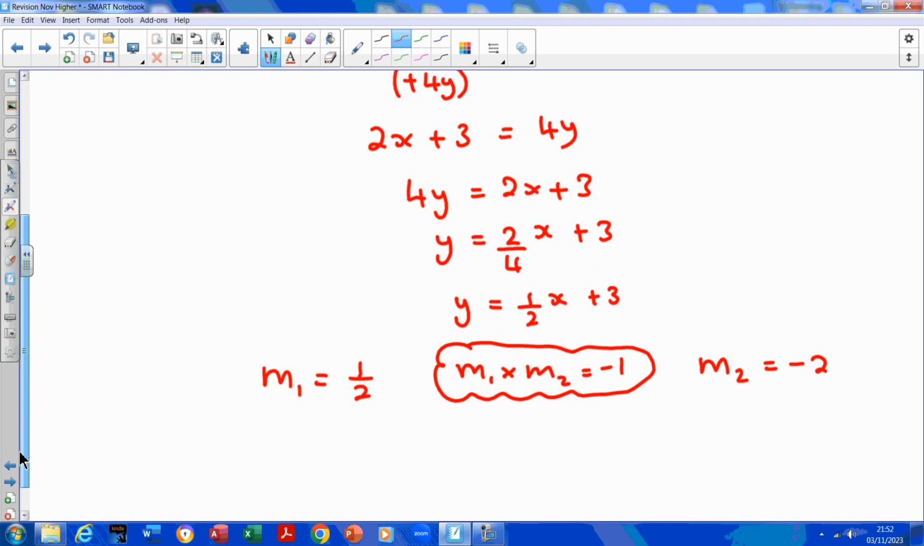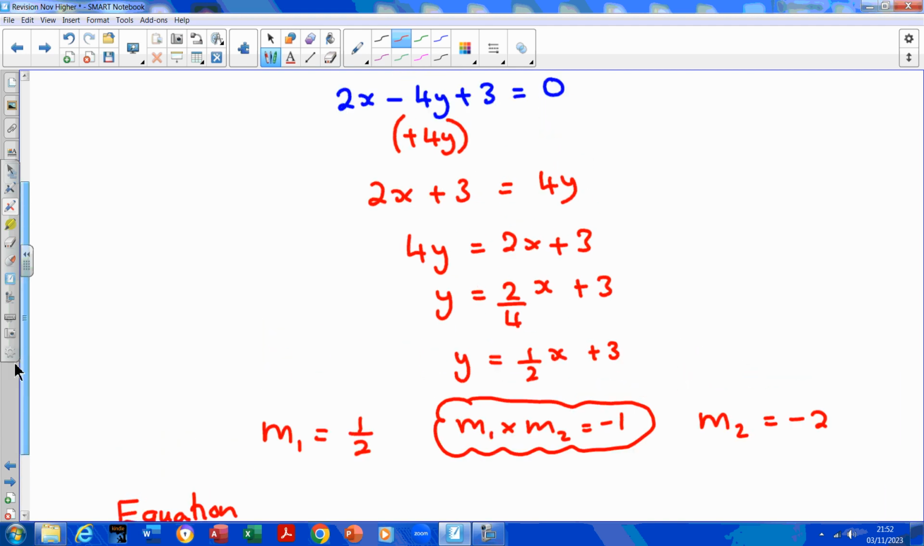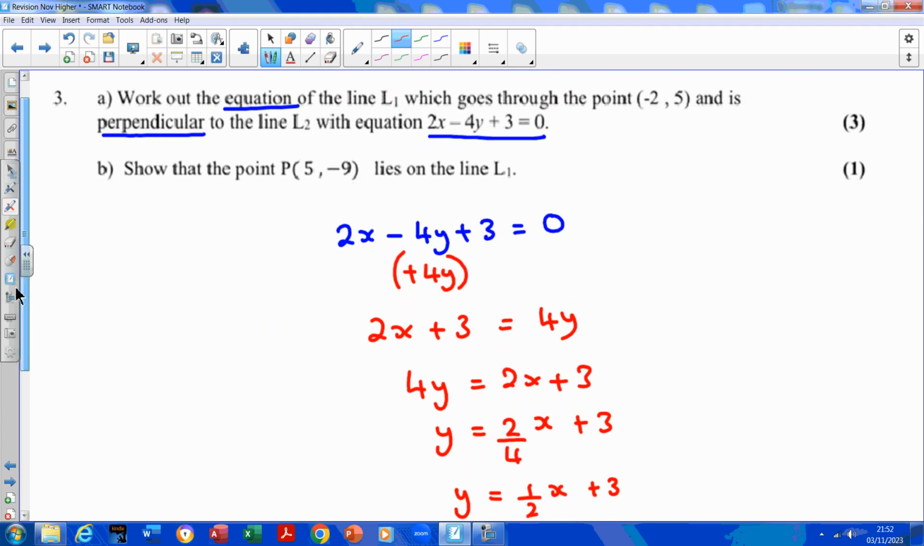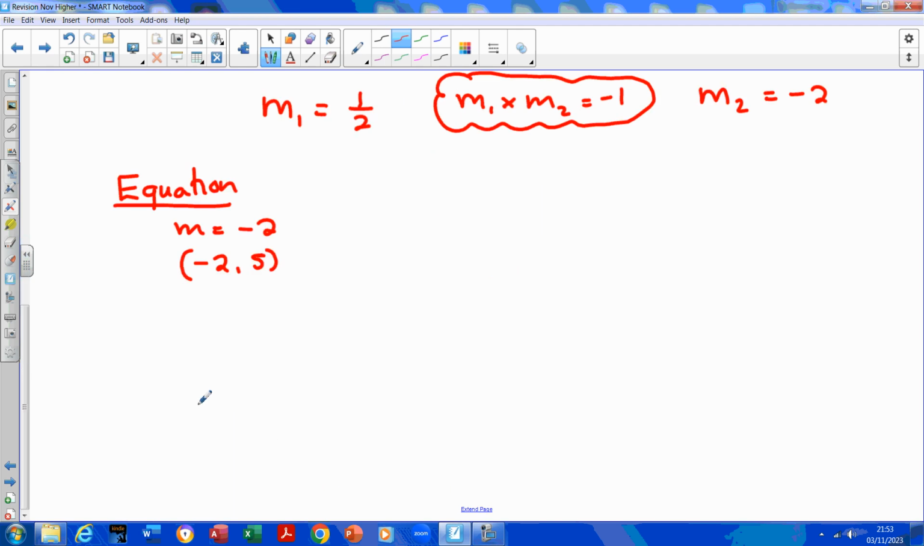Now I'm ready to do the equation of the line that they ask for, which is L1, but that doesn't really matter. You don't need to worry about that. So I've got the gradient is equal to negative 2, and it passes through the point, we'll go back and have a look, negative 2, 5. So we'll label that. That will be a and that will be b.